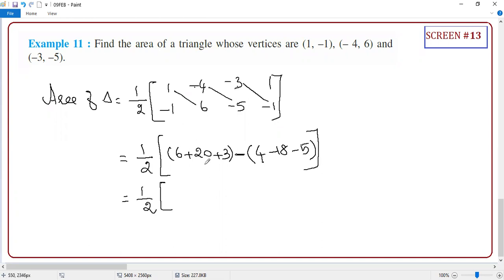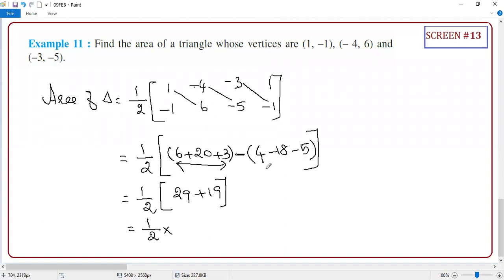What is the answer? Quickly, what is this simplification? 29. Correct or not? 29. What is this answer? Anyone can tell me? Minus 19. Because of this minus of minus, it will be plus 19. Agree with me or not? Everyone? Yes, sir.